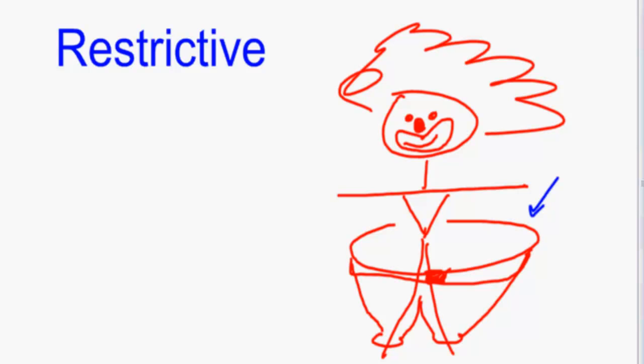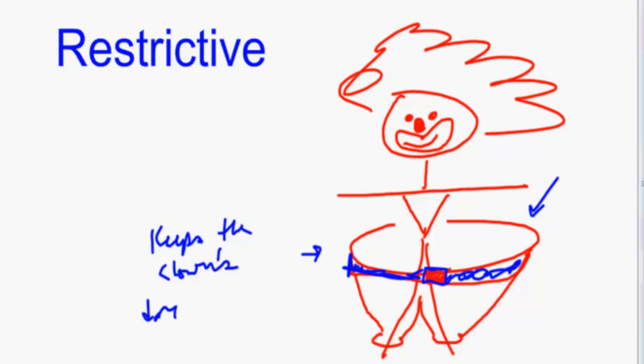So when we talk about something that's restrictive, it's kind of like putting a belt on this pair of clown pants. So if I put on a belt on the pair of clown pants, right, I've got the belt buckle, and I put that belt on, I cinch it up, that belt is required to keep the pants up, right? This belt keeps the clown's drawers from dropping. Right? It's necessary, okay? It's necessary to keep that clown's drawers from dropping.